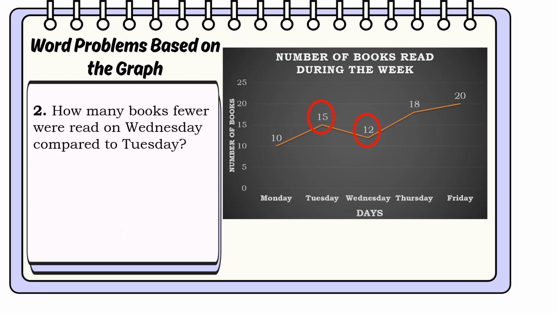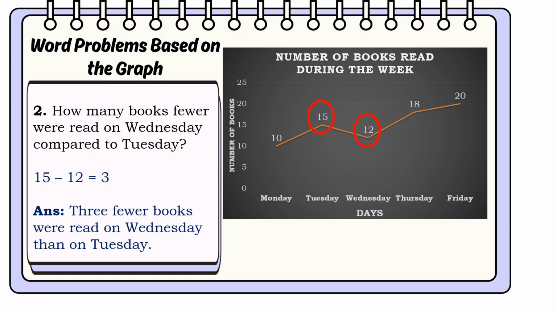Next question. How many books fewer were read on Wednesday compared to Tuesday? What do you think the answer is? Do you see the clue word? There is the word fewer. What does it mean? What operation are we going to use? Alright, we're going to subtract 15 and 12, and the answer is equal to 3. Therefore, 3 fewer books were read on Wednesday than on Tuesday.